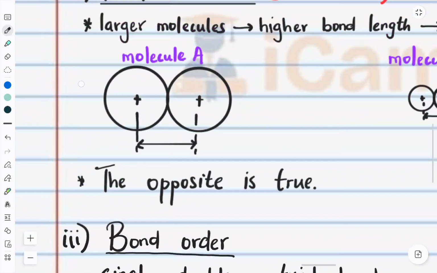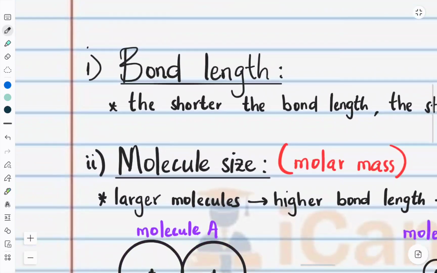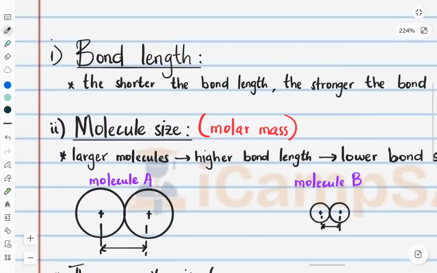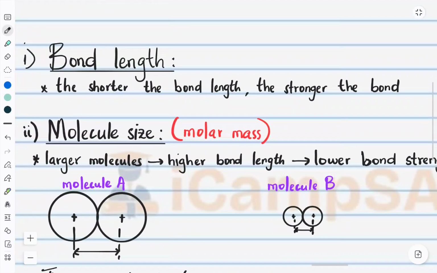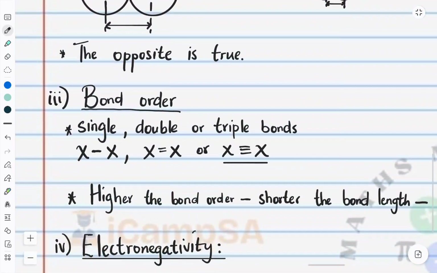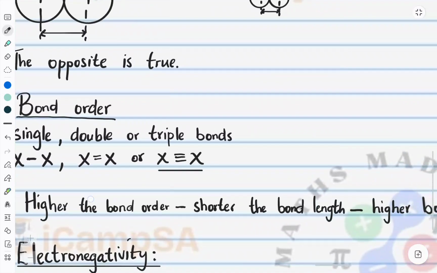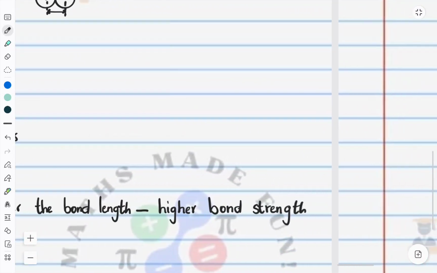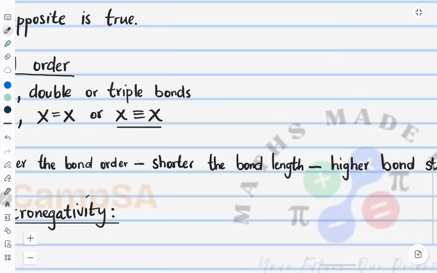true. For all of these factors that we've been talking about, bond length, the opposite of what I said here, which is the shorter the bond length, the stronger the bond, is also true. The opposite of this one is also true. Larger molecules and so on. And then same thing here. The opposite is true. The lower the bond order, the longer the bond length usually, and then the lower the bond strength. Right. They may not come in this order, but they affect each other in this way.